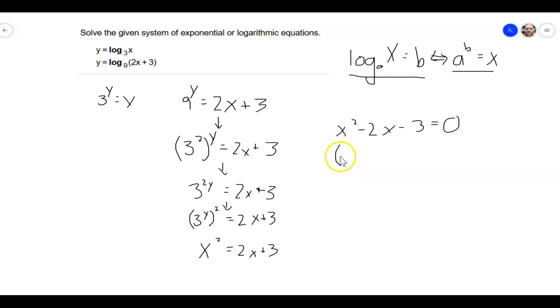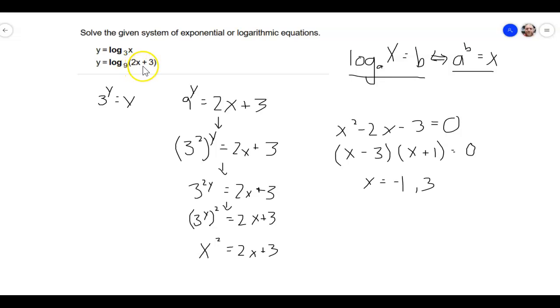Now I can factor that. I'm going to have x minus 3 and x plus 1 is equal to 0. So x is equal to negative 1 and positive 3. Now I need to check both of those values in the original equations up here. If I put negative 1 in there, I get log base 9 of 1. That's fine. If I put a 3 in there, I'm going to get log base 9 of 9, and that's fine.